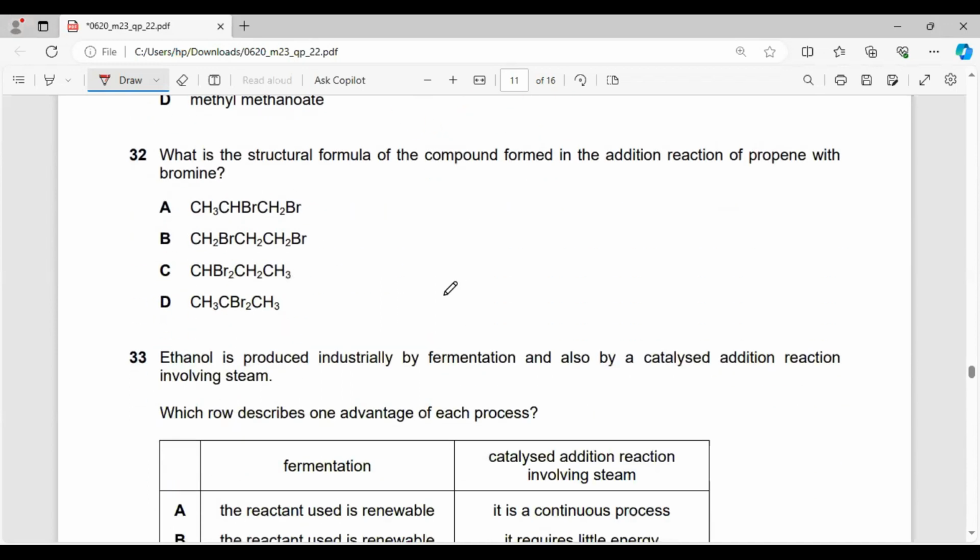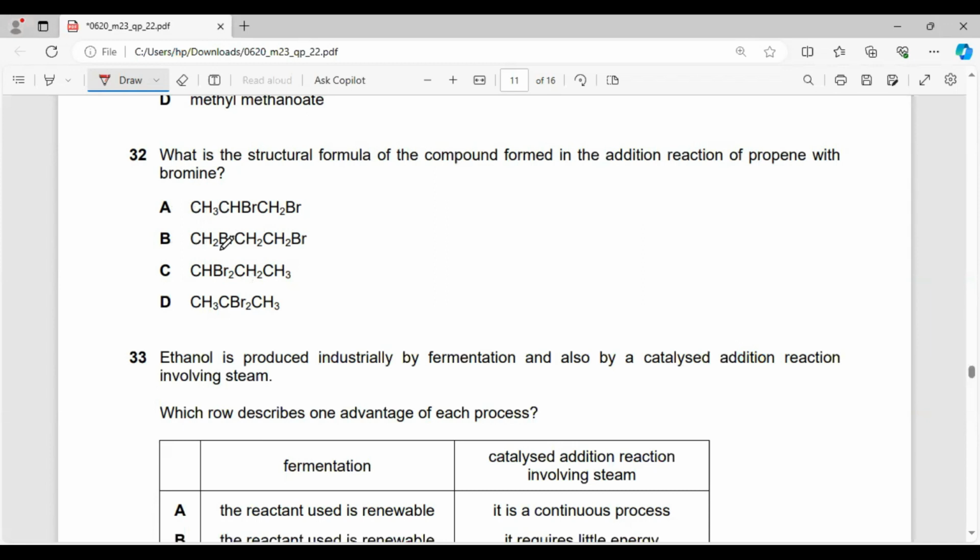What is the structural formula of the compound formed in the addition reaction of propene with bromine? When propene is reacted with bromine, the double bond is broken and bromine is added across the double bond. So in all these structures, if we observe, in the first structure, the first carbon atom and second carbon atom is where bromine is attached.